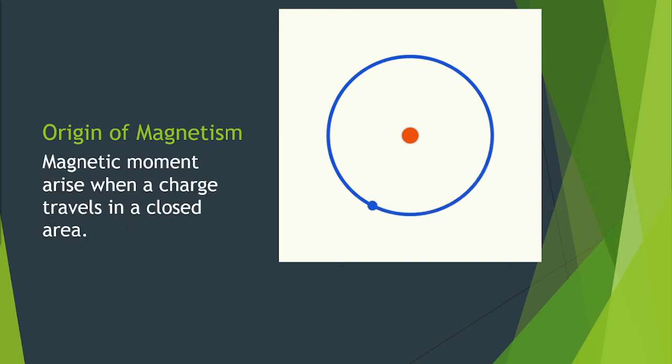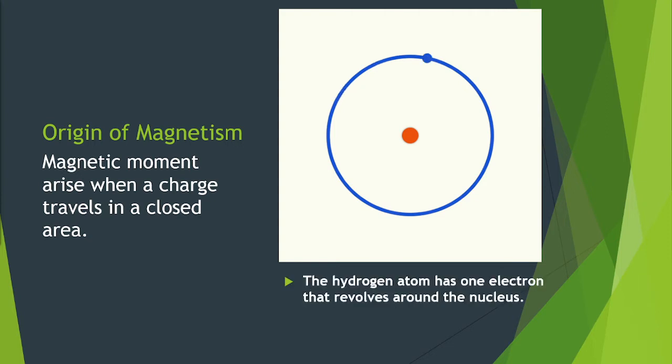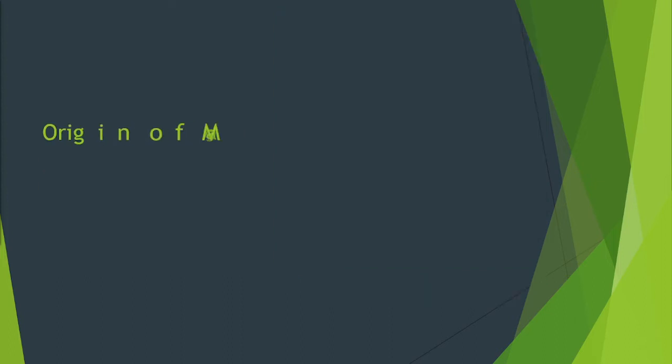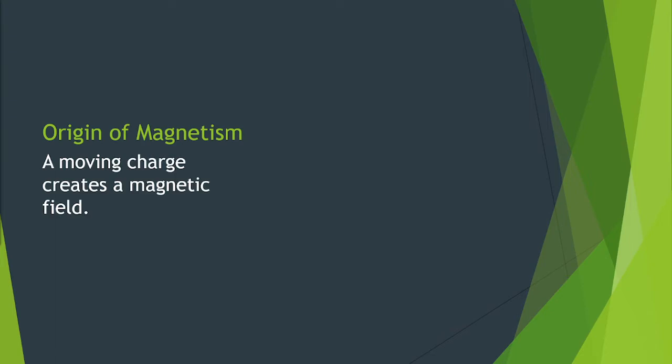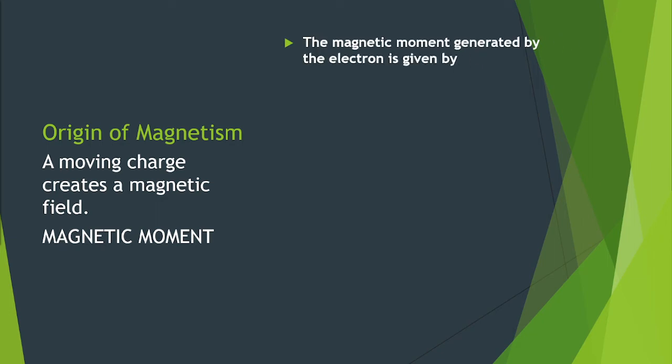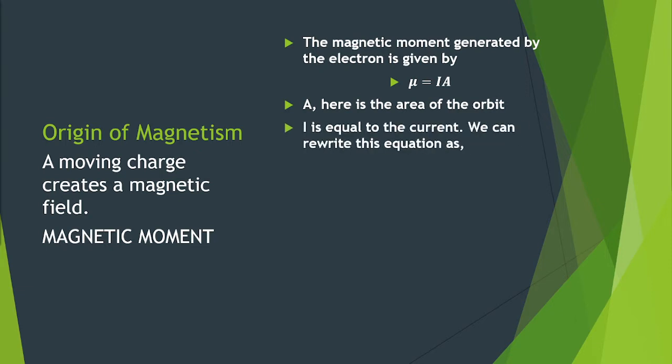We can say that even the hydrogen atom has a magnetic moment, because the hydrogen atom has one electron that revolves around the nucleus. Therefore, we can say that the movement of the electron in a closed loop creates a magnetic moment. The magnetic moment generated by the electron is given by the formula mu is equal to I times A. A is said to be the area of the orbit. I is equal to the current.